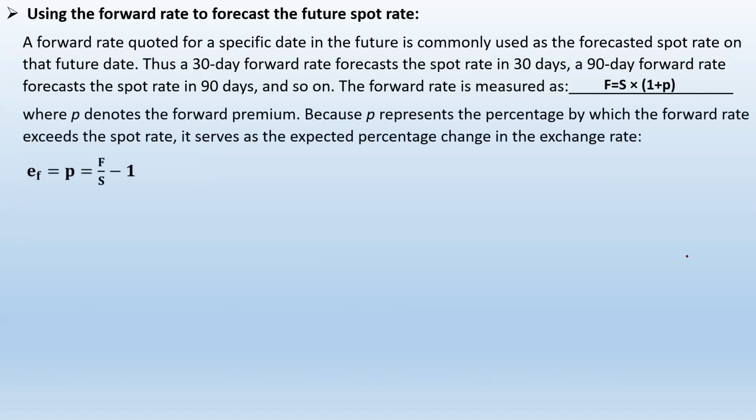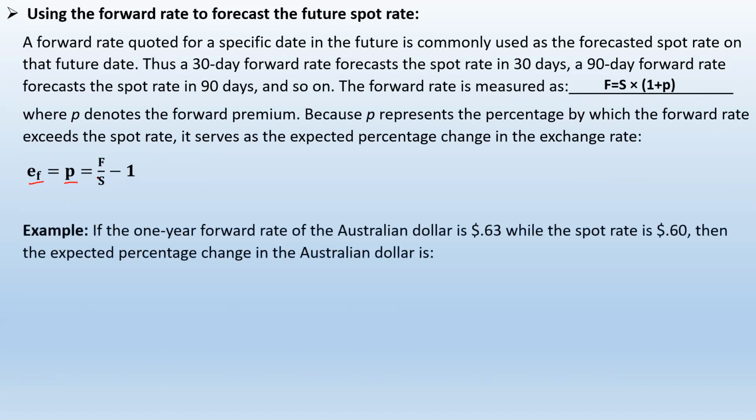So if we use the forward rate as a forecast of the future spot rate, the percentage change of the spot rate will equal the forward premium or discount. It equals the forward rate divided by the spot rate minus 1. So if the 1-year forward rate of the Australian dollar is 0.63, and the spot rate is $0.6 per unit, then the percentage change in the Australian dollar, which equals the forward premium or discount, should be 5%.